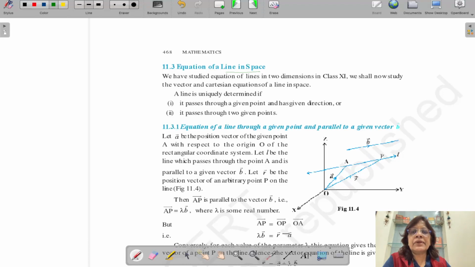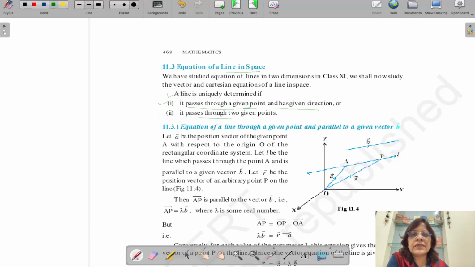How is it determined? In the first case, a line is uniquely determined if it passes through a given point and has a given direction. And second, it passes through 2 points. So 2 forms are there. First, it passes through a given point. A point is given, that means the point will be fixed, and it has a given direction. So first we will see this formula and then we go to the second one.